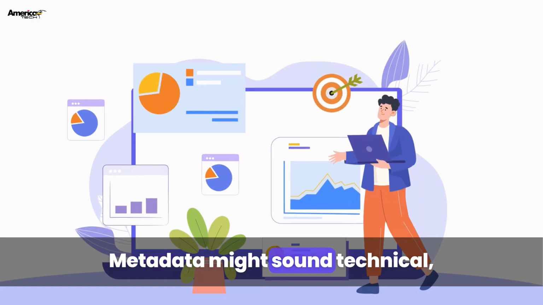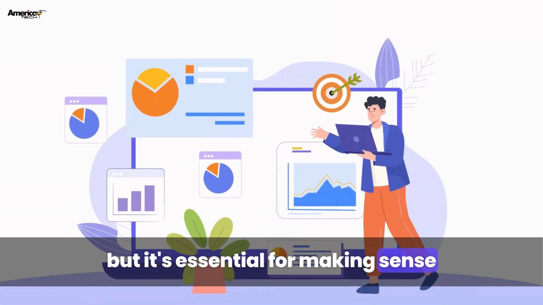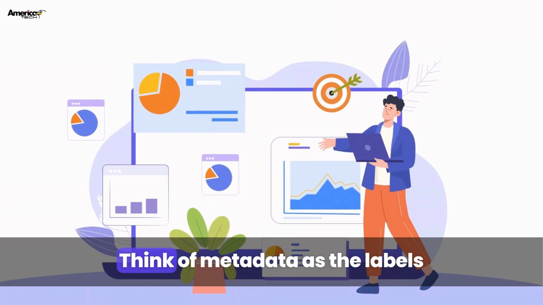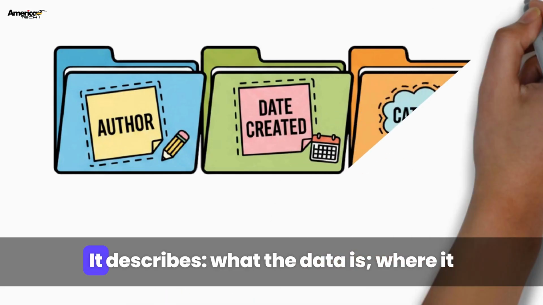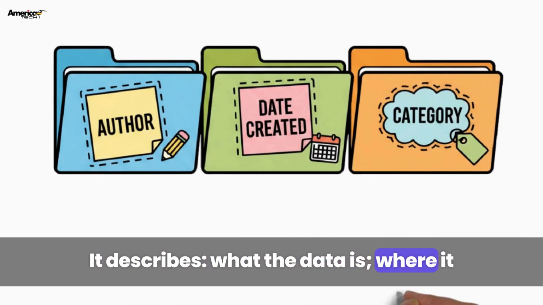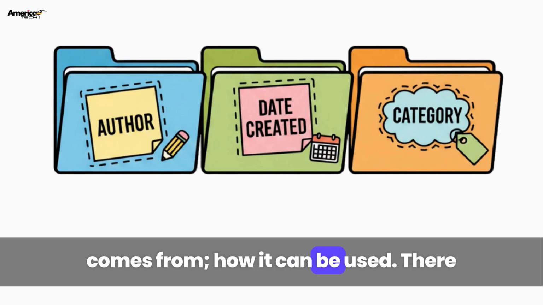In episode 5 of Building Smart Data Systems, we're exploring metadata, often called the data about data. Metadata might sound technical, but it's essential for making sense of all your information. Think of metadata as the labels on your files or folders. It describes what the data is, where it comes from, how it can be used.